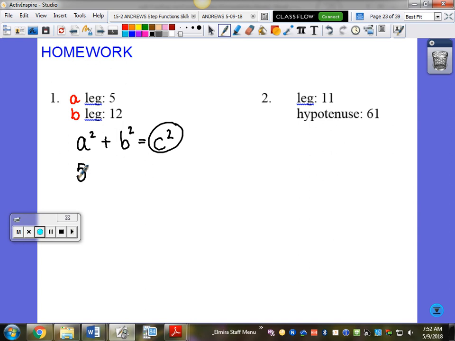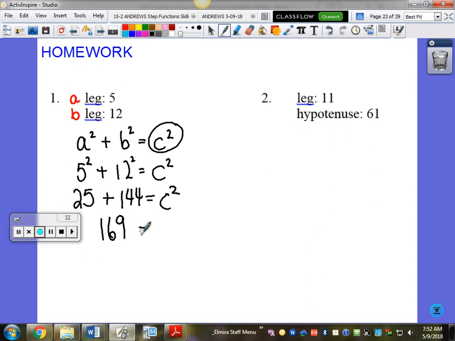So I'm going to sub in 5 squared plus 12 squared equals C squared. 25 plus 144 equals C squared. 25 plus 144 is 169. Square root. And C equals 13. I went really fast on that one because I knew that it would come out like that. Okay. In number 2, I'm given leg and a hypotenuse.